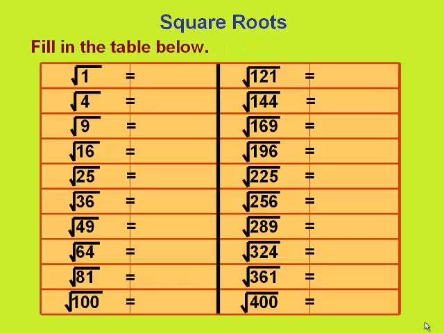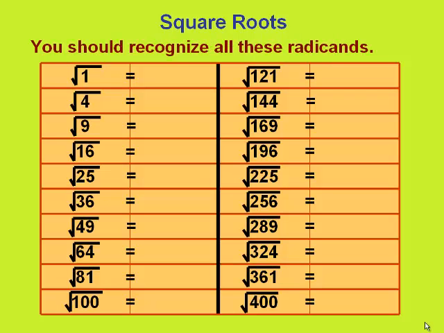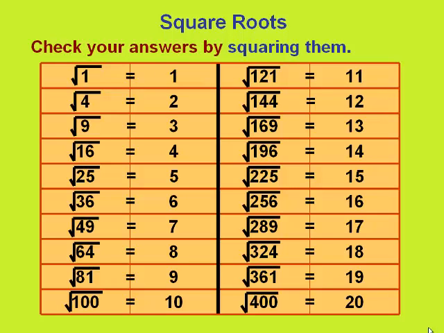Find the following square roots and fill in the table below. Remember, think what times itself equals the radicand, or the number inside the square root sign. Also, you should recognize all these radicands. These are all perfect squares. Now take a moment to fill the table in. Remember, you can check all your answers very easily by simply squaring them to make sure you come up with that number inside the square root.